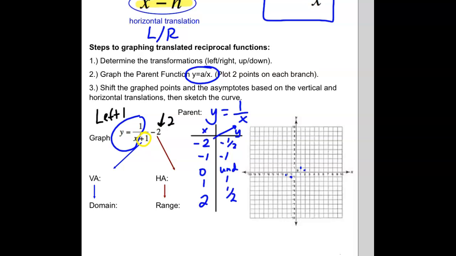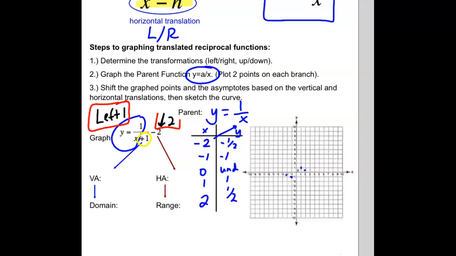Now we want to shift them. So we said we have to move left 1 and down 2. So each of these blue dots, we're going to move left 1 and down 2. Okay, so we've moved our 4 points left 1, down 2.